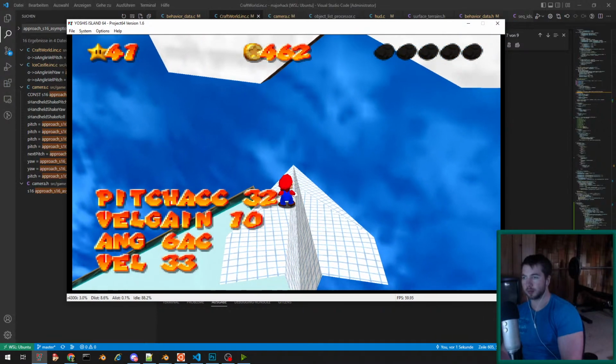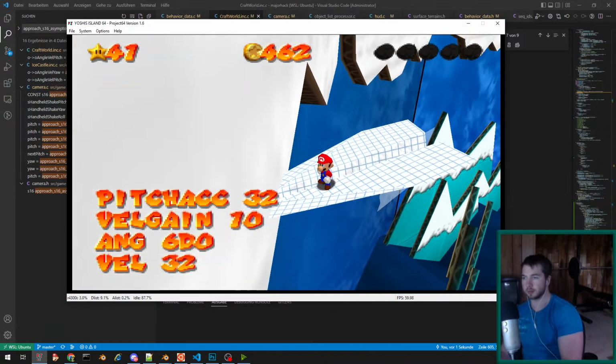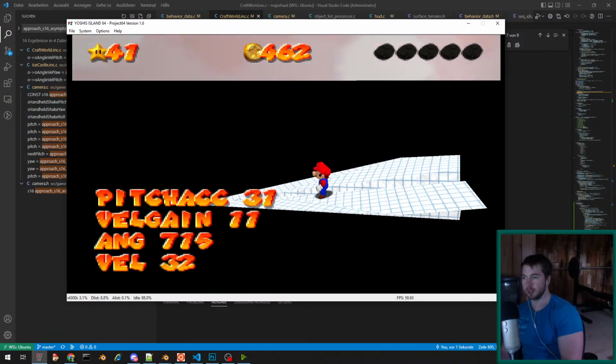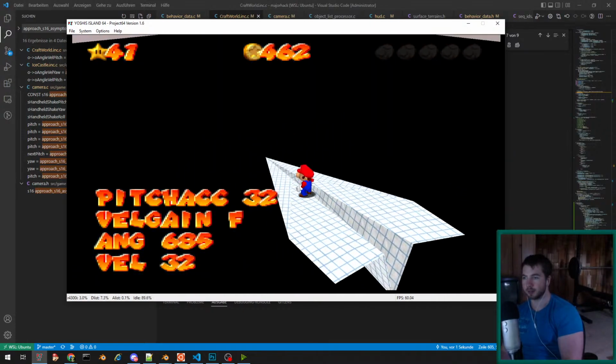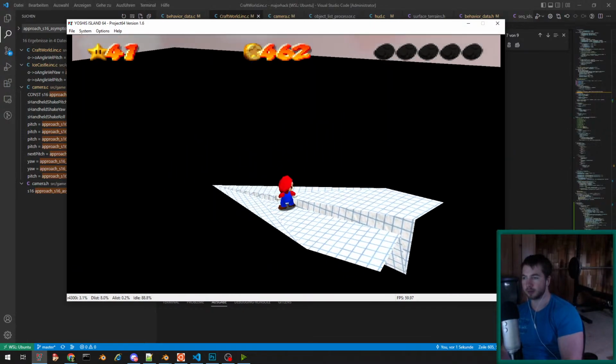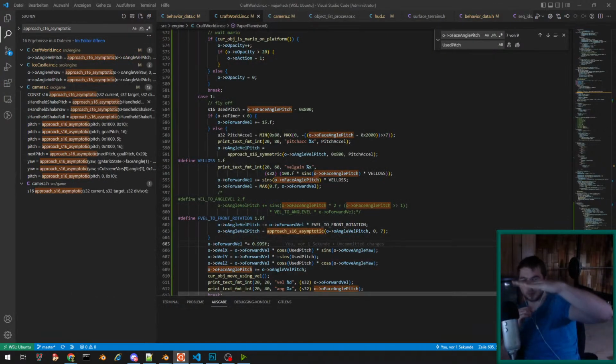I was hoping it would tip forward earlier. It does change the angle eventually, you see that? How 715, 685, 715. Okay, that's weird. It seems to be just going where.